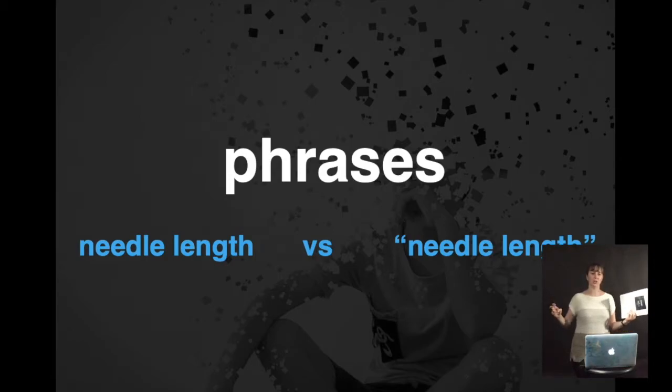So using quotation marks tells the database to treat needle length as if it's 1 word, which is how I intended it in the first place. So again, anytime you have a search term that is more than 1 word long, those quotation marks become very important. It just condenses your search down to the really relevant stuff, instead of making you sift through lots of stuff that you don't care about.